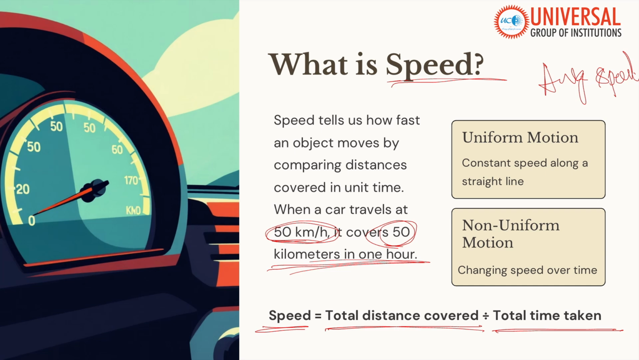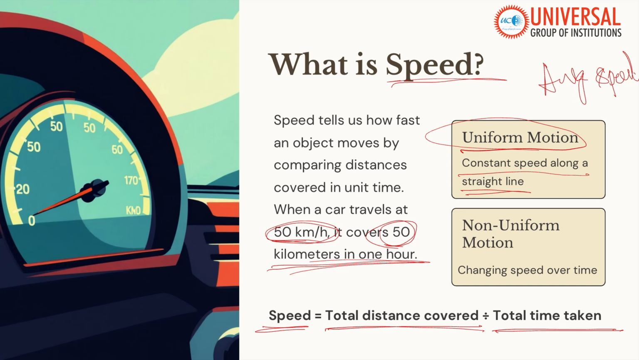So when an object moves along a straight line and covers equal distances in equal intervals of time, this motion is known as uniform motion. What is uniform motion? Where it covers equal distance in equal intervals of time. That means constant speed along a straight line is known as uniform motion. So in uniform motion, the speed remains constant and the distance-time graph is a straight line.